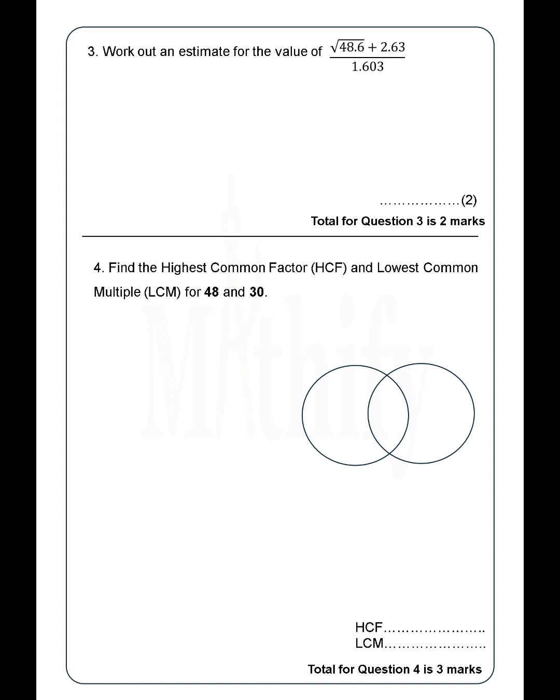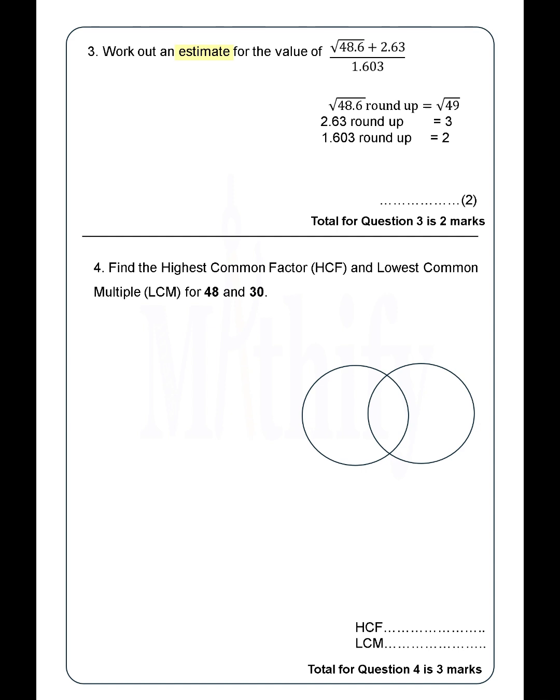Question 3. Work out an estimate for the value of the square root of 48.6 plus 2.63, divided by 1.603. So the key information is estimate. Estimate means round up or round down. Square root 48.6 can be rounded to square root 49. 2.63 can be rounded to 3. And 1.603 can be rounded to 2.